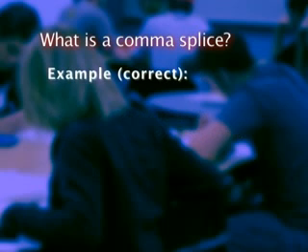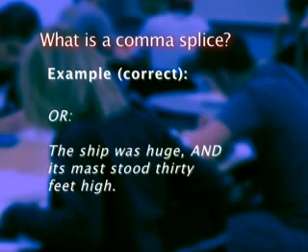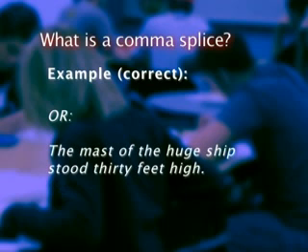Here are 3 different examples of how to fix the comma splice using the techniques we talked about. In the first example, the writer linked the independent clauses with a semicolon. In the second example, we used the coordinating conjunction "and" with a comma to fix the comma splice. In the final example, the writer just rewrote the sentence to eliminate the comma splice problem.